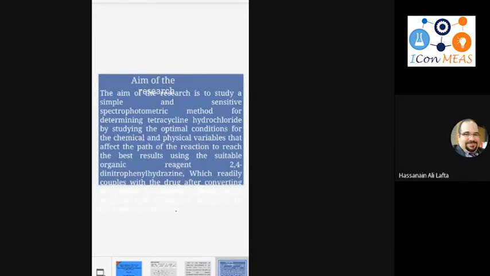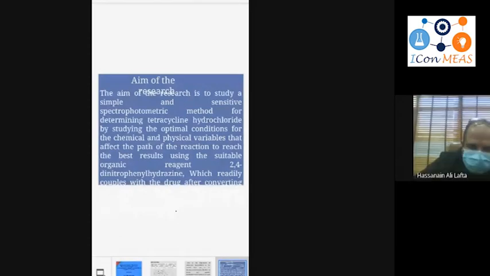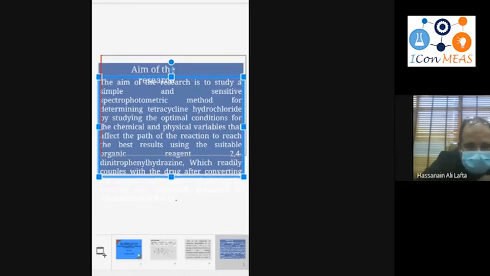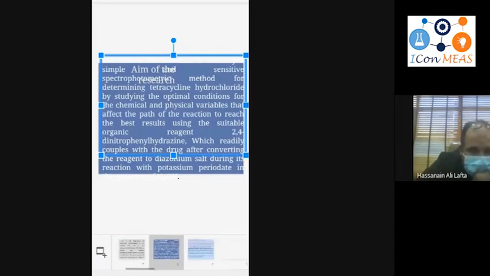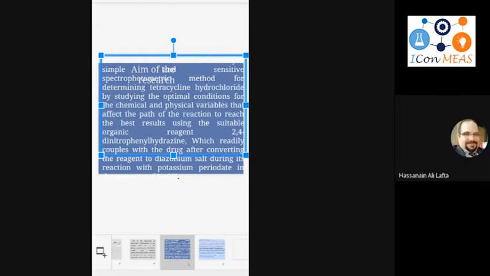Aim of the research. The aim of the research is to study a simple and sensitive spectrophotometric method for determining tetracycline hydrochloride by studying the optimal conditions for the chemical and physical variables that affect the path of the reaction to reach the best results, using the suitable organic reagent 2,4-dinitrophenylhydrazine, which readily couples with the drug after converting to diazonium salt during its reaction with potassium periodate as an oxidizing agent.